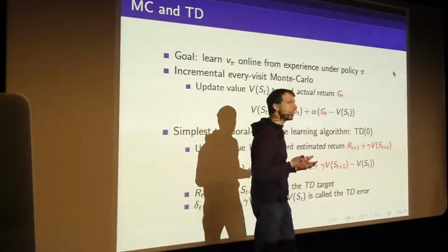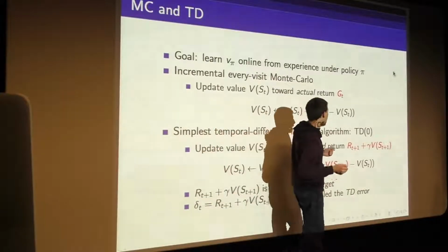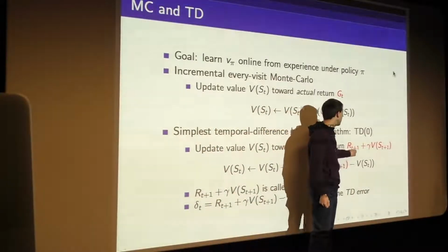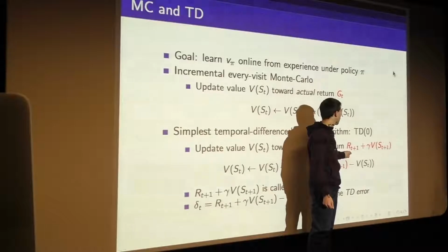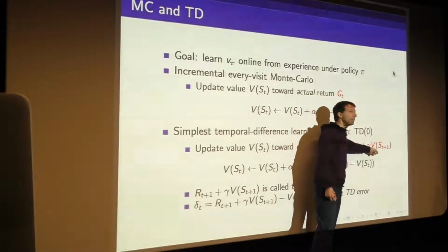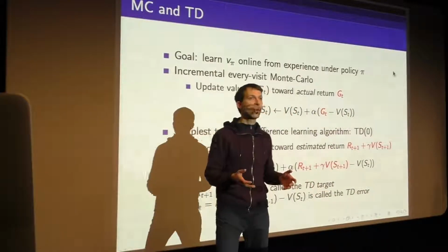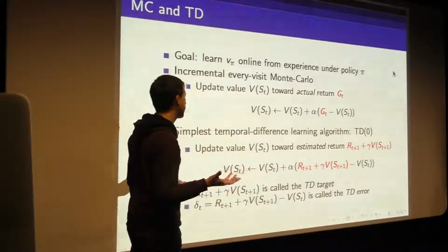And our estimate basically consists of two parts, just like in the Bellman equation. The estimate consists of two parts, the immediate reward, and the total reward is going to be the immediate reward plus the discounted value of the next step. So it's just like the Bellman equations we saw in the previous lectures.